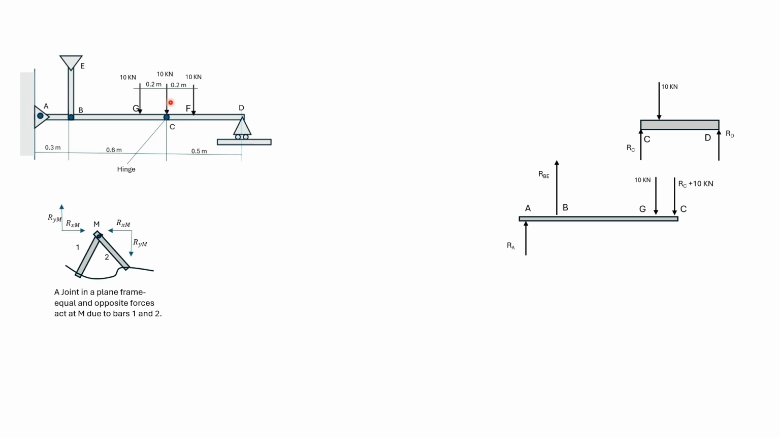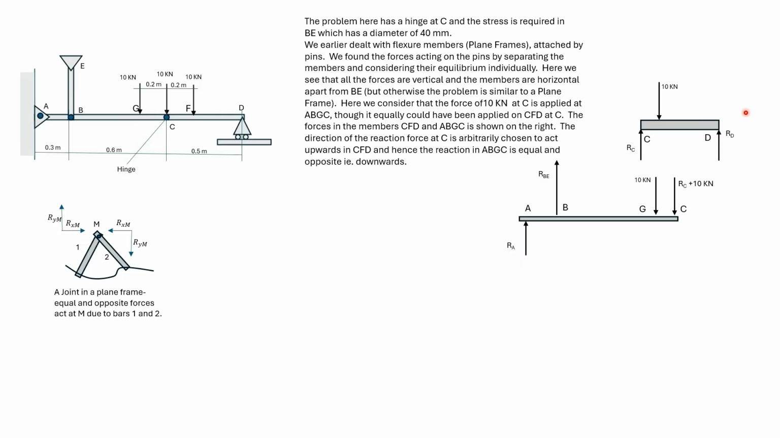There's a load of 10 kilonewton acting at C, and we could have taken the load as part of CD or part of AC. We have taken the load as part of AC. So this load is RC plus 10 kilonewton. Considering the equilibrium of the part CD, we can find RC and RD. And once we have found RC, then we know these two forces, and we can find RA and RPE.